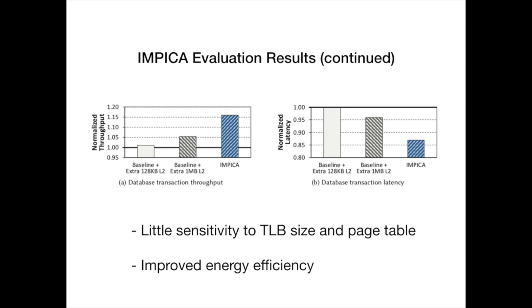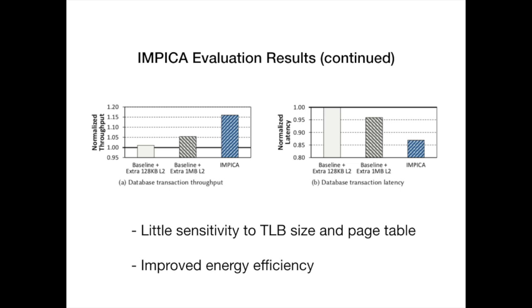For the DBX1000 database test, they used 2 slightly different metrics. First is normalized throughput. They found that adding the extra 128 kilobytes of level 2 cache, again, only made a very small contribution to throughput. Adding an extra 1 megabyte of level 2 cache yielded about a 5% increase in throughput, but running in-mem-proc yielded about a 16% increase in throughput.